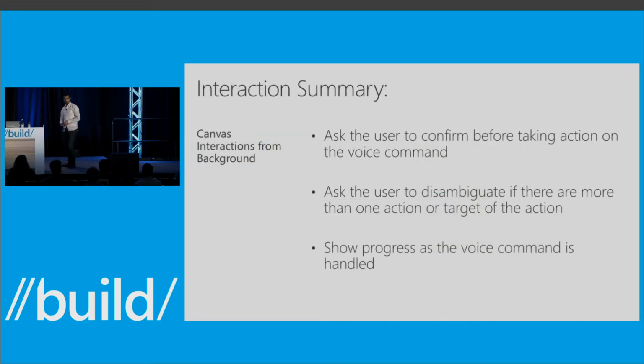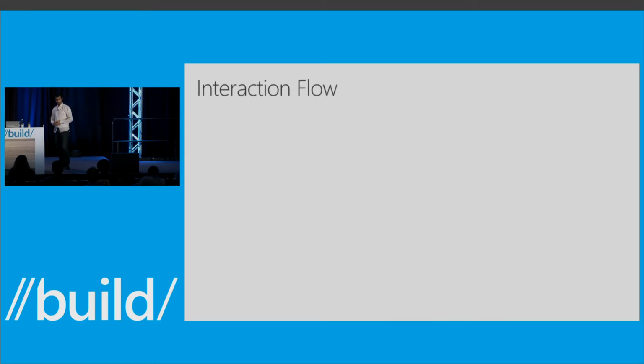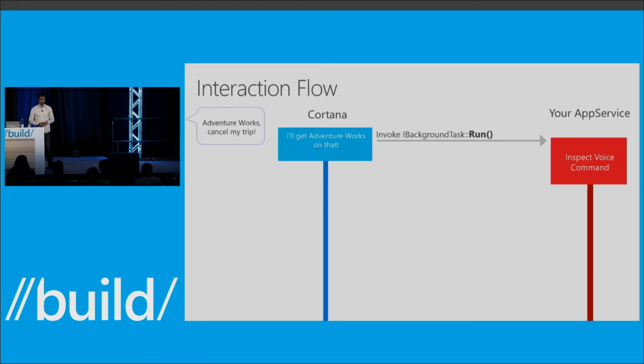In summary, you can interact with Cortana from a background task using voice commands, and you can ask for confirmation or you can ask for disambiguation, and you should show progress. Now, what's the interaction flow in detail? Everything starts with the user saying, AdventureWorks cancel my trip. Cortana gets invoked, and it recognizes it's your background task, so we call the run method, and your application service runs. At this point, I'm going to use the green bar here to indicate that this process currently has the flow. And I apologize at this point if you're red-green colorblind.